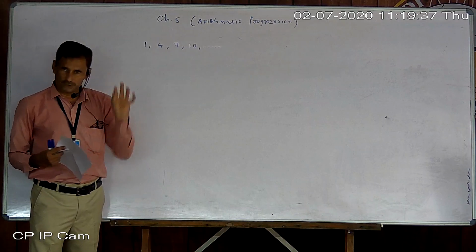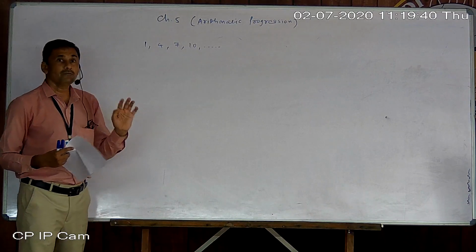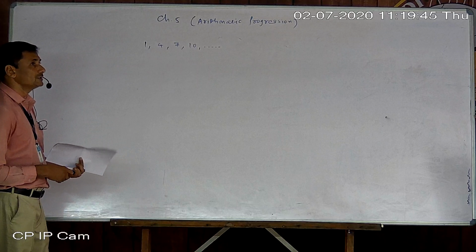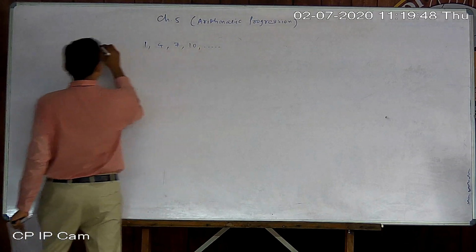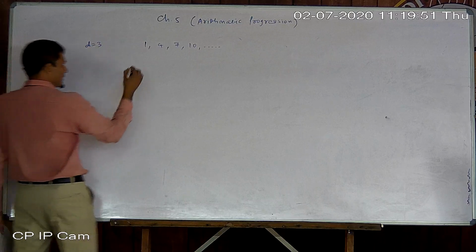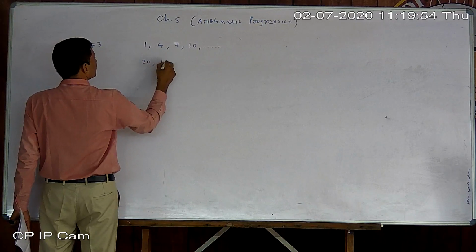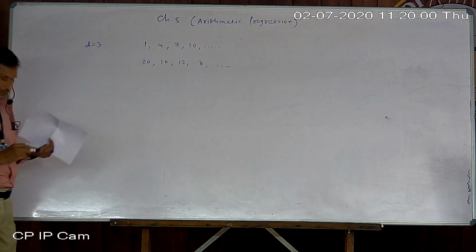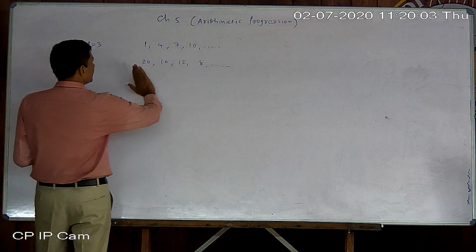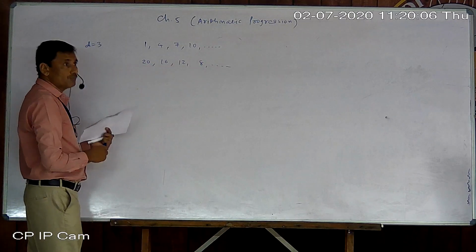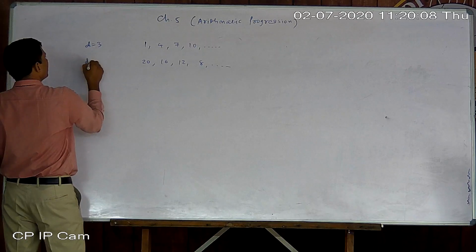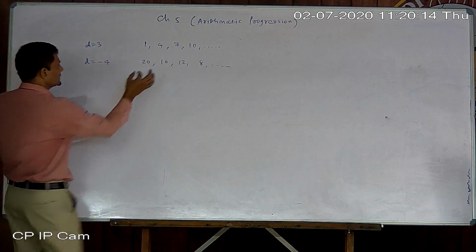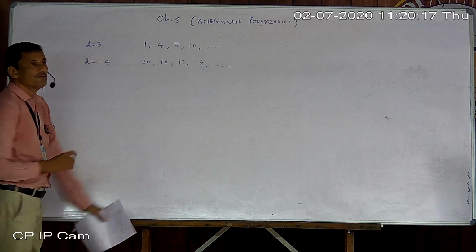That difference may be positive, may be negative, and may be 0 also. Here you can say the difference is positive. Means what is being added? 3. So D is 3 here. Okay. Now same way, if I write 20, 16, 12, 8, like that, then this is also an arithmetic progression. Why? Because here also something is added. What is added? D equal to minus 4. So minus 4 is being added everywhere. So the difference of any two consecutive terms remains equal only.